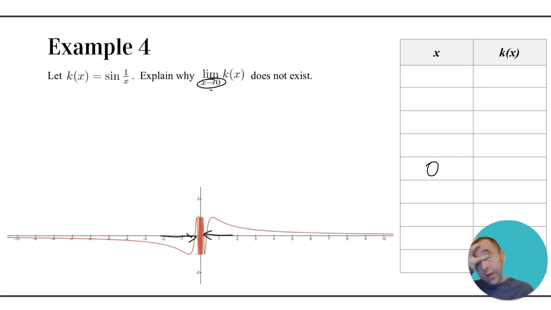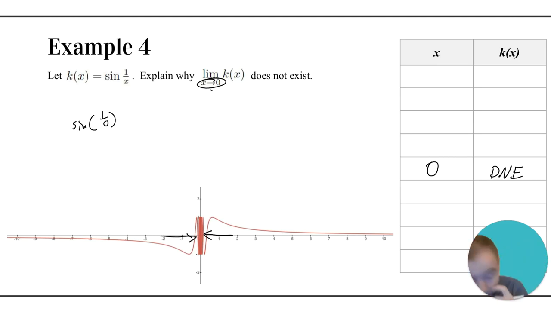Now, if we were to plug in 0 itself and try to do sine of 1 over 0, 1 over 0 itself is undefined, and so trying to put something undefined into sine isn't going to work. So, lo and behold, k of 0 does not exist.